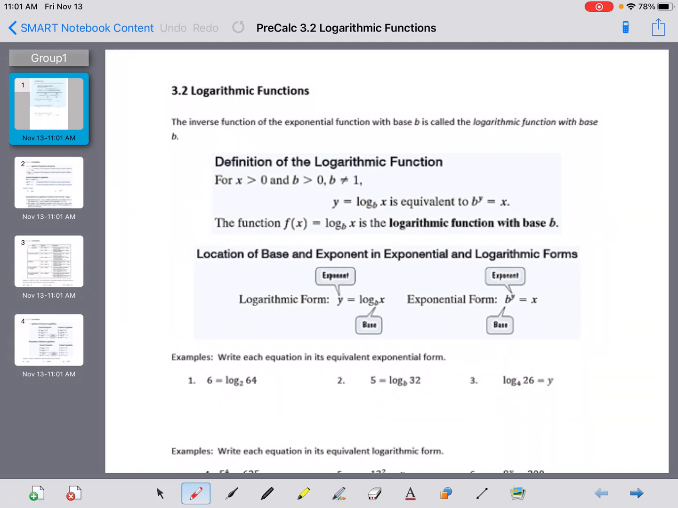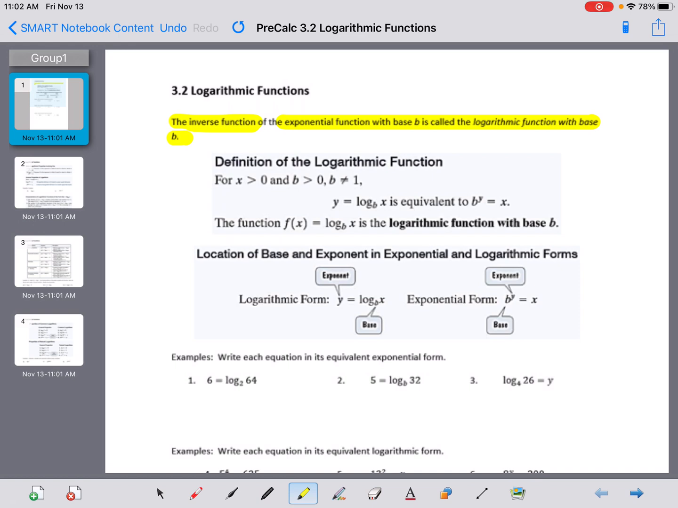3.2, logarithmic functions. All right, this top line is probably the thing you need to keep in mind with what is a logarithm. The inverse function of an exponential function with base b is called a logarithmic function with base b, okay? Inverse function.